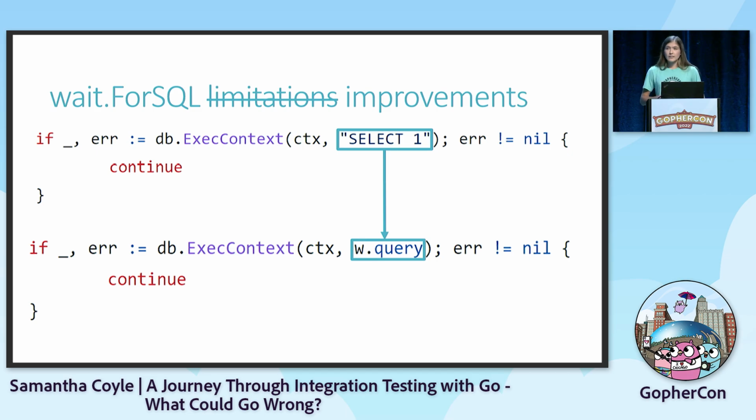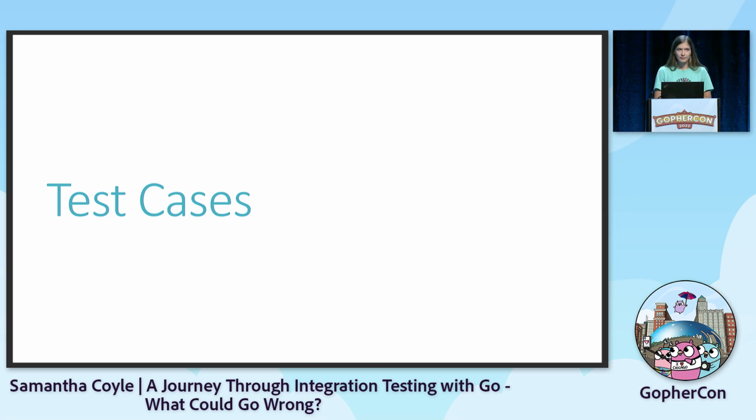Thankfully, in v0.14.0 of testcontainers-go, they do enable a way of using a different way of specifying your query, right? So you're not forced to use this select one. So I don't think any of you should experience the same issue my team did here, which is good. That brings us to our test cases, right? We've spun up our services. We're ready to go. We're ready to start looking at those test cases for our integration testing journey.